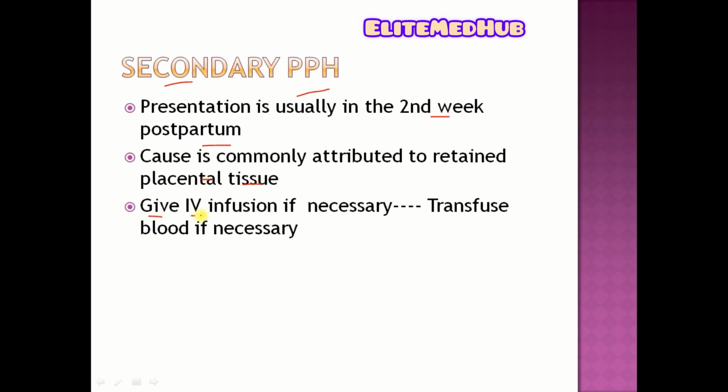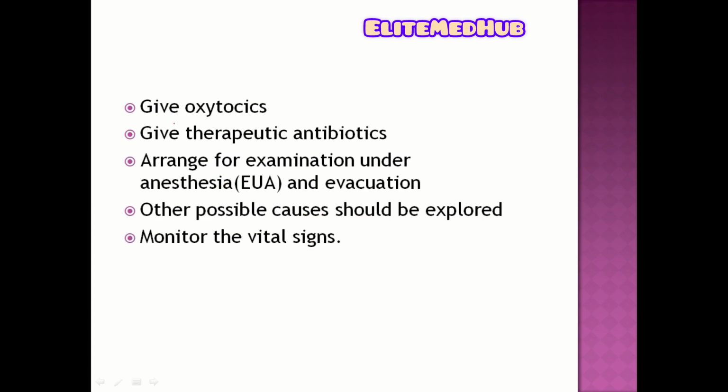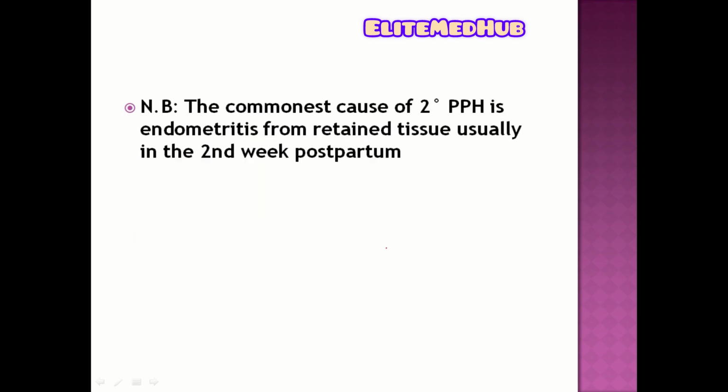You give intravenous infusion if necessary. Transfuse blood if necessary, that is, if blood loss is significant. You give oxytocin. You give therapeutic antibiotics. You arrange for examination under anesthesia and evacuation. Other possible causes of postpartum hemorrhage should be explored. Monitor the vital signs such as heart rate, respiratory rate, and blood pressure.